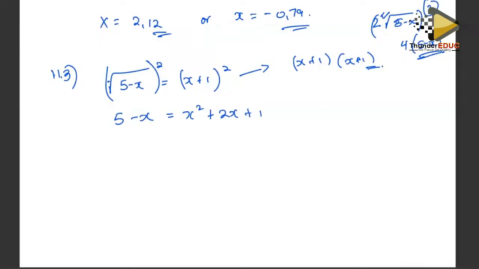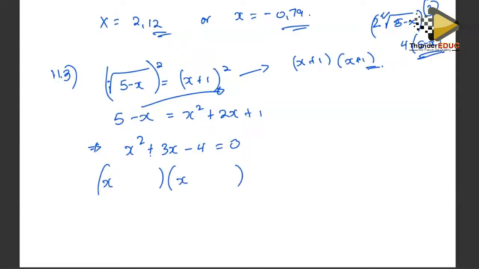Okay, from here, let's collect the like terms. Everything should be on one side to form a standard equation. It's x squared plus 3x, that's going to be minus 4 is equal to 0. I'm moving everything to the right. Then I can factor this out, or I can use the quadratic formula, meaning that my sum is a positive 4, and then my product is a negative, okay, meaning that either x is a negative 4 or x is going to be a positive 1.